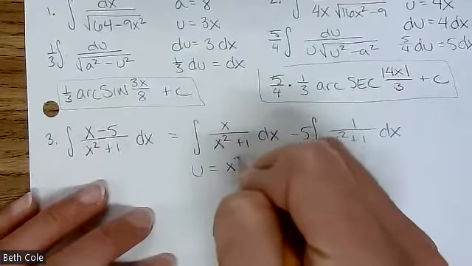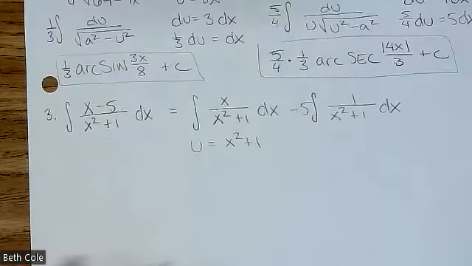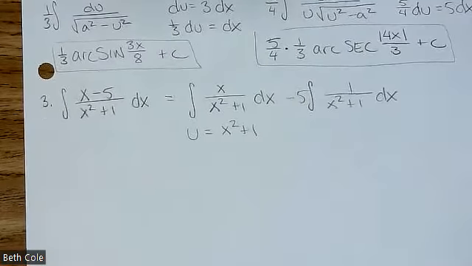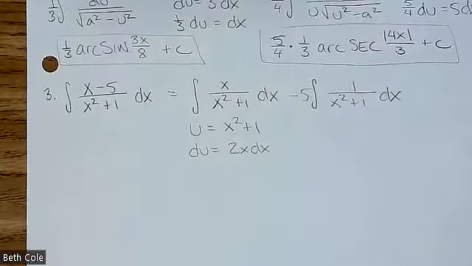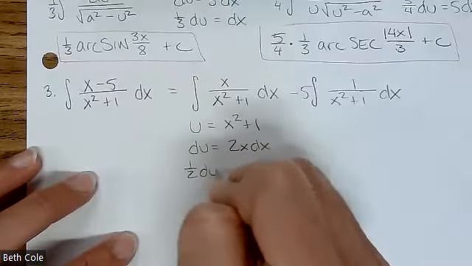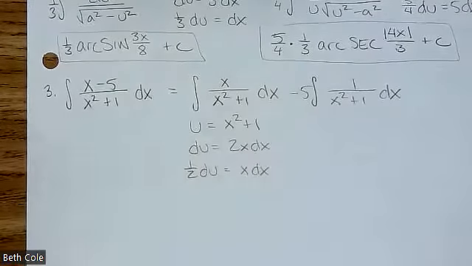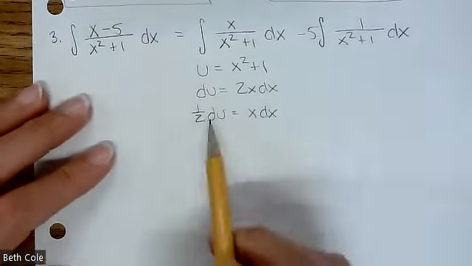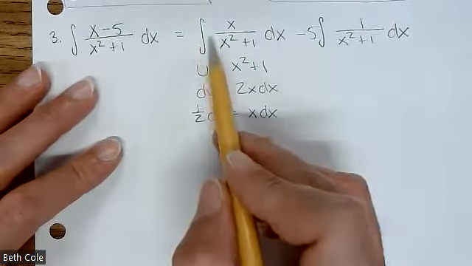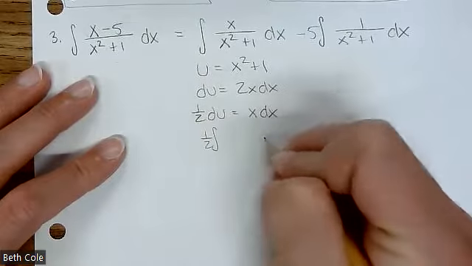So for this one, we're going to let u equal to x squared plus 1. Now it's going to work. Derivative is 2x dx. And then what will we adjust that with? 1/2, perfect. So when you go to substitute in, the 1/2 will go out front, du will go at the end.